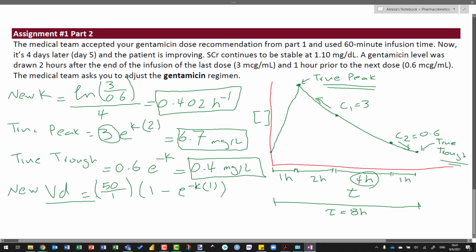And then in the denominator, we basically have the new k times 6.7, which is the true peak, minus the true trough 0.4 times e to the negative k times time of infusion. And this would give us a new volume of distribution of 6.4.